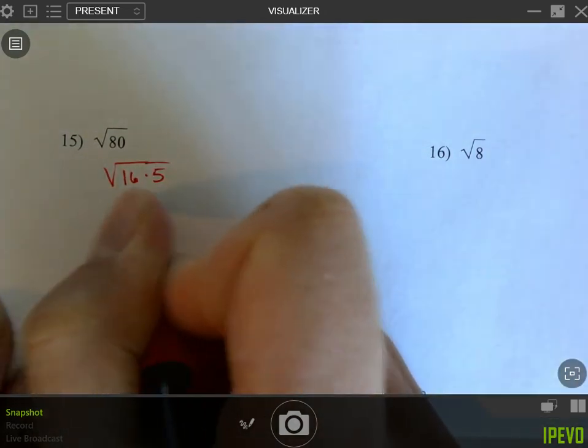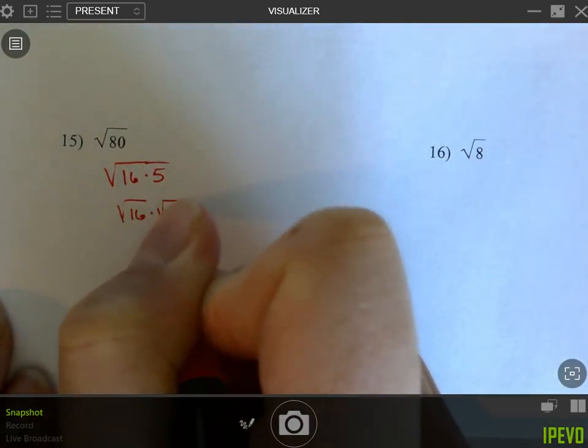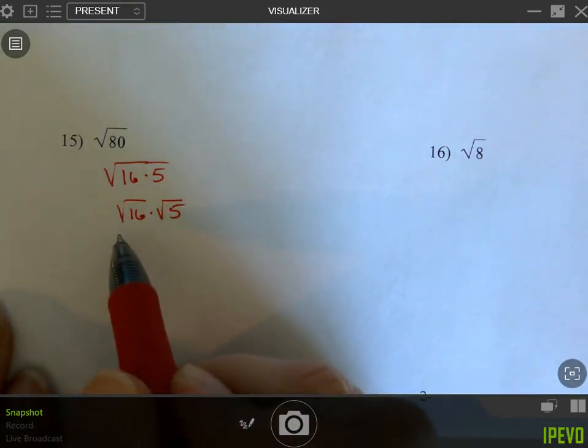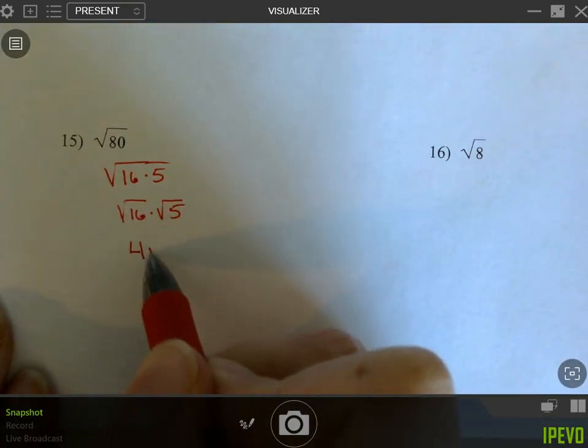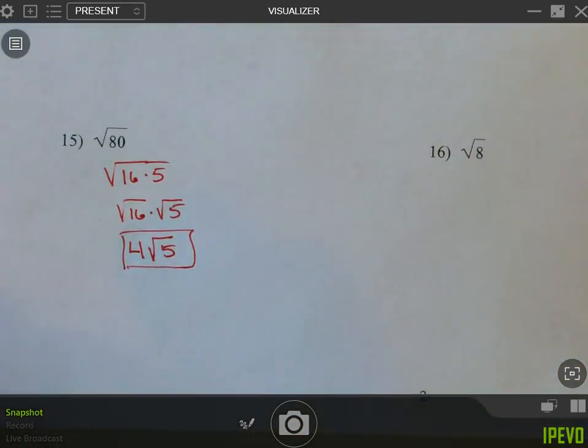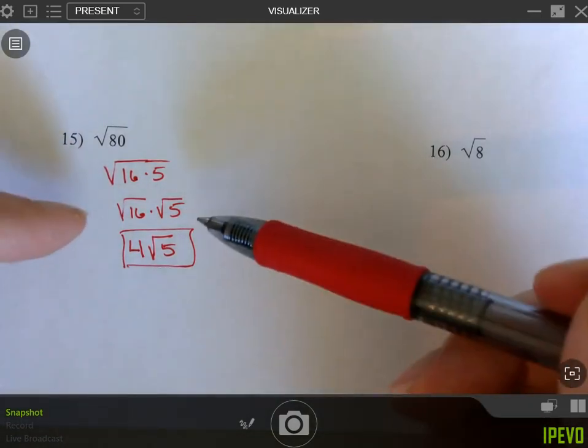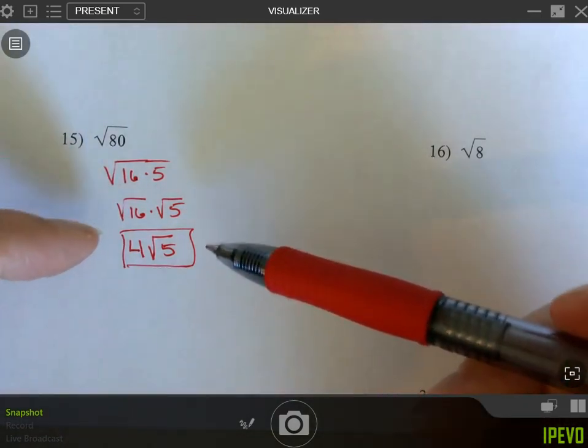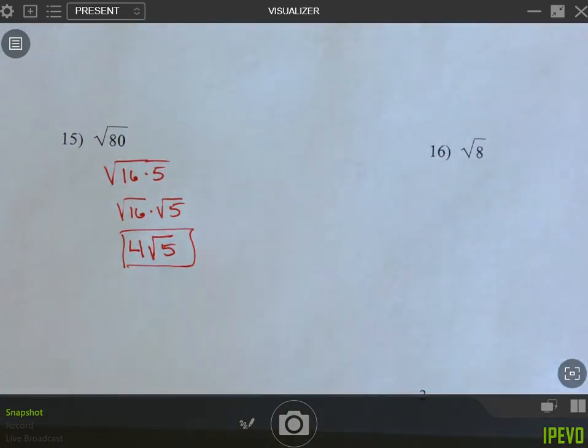Now you could skip that and go right to here. What is the square root of 16? 4. Keep the square root of 5. Okay, so go ahead and show. You could skip the first step, but I want to see what you took the root of and what you got out. And a lot of us talked about this. It's much better if you put the perfect square first.